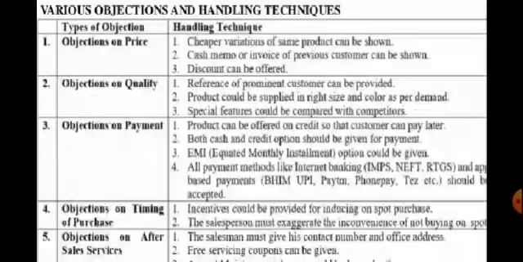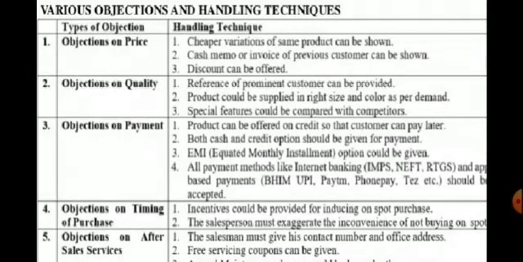Various objections and handling techniques. Objection on price: cheaper variants of the same product can be shown. The cash memo or invoice of a previous customer can be shown. A discount can be offered. Objection on quality: reference of a permanent customer can be provided. Special features should be compared with the competitor.